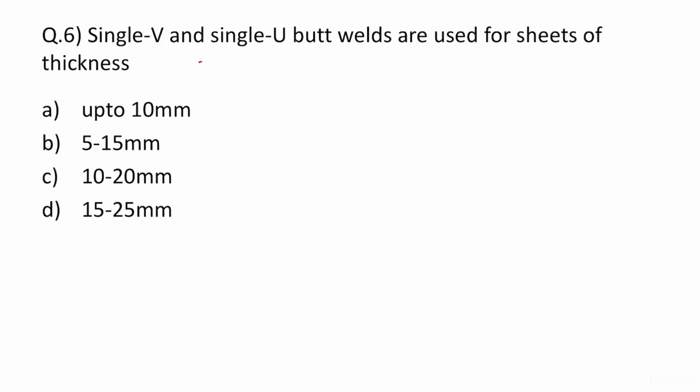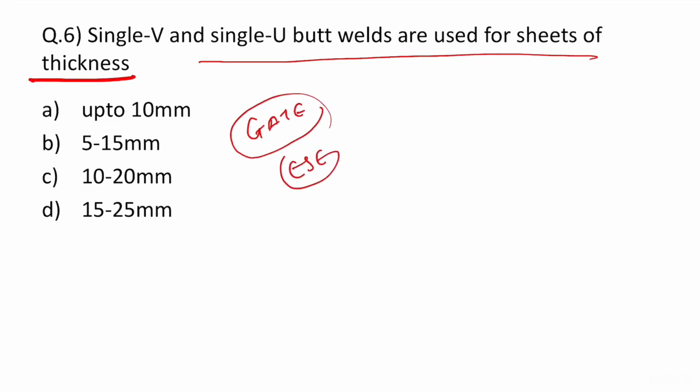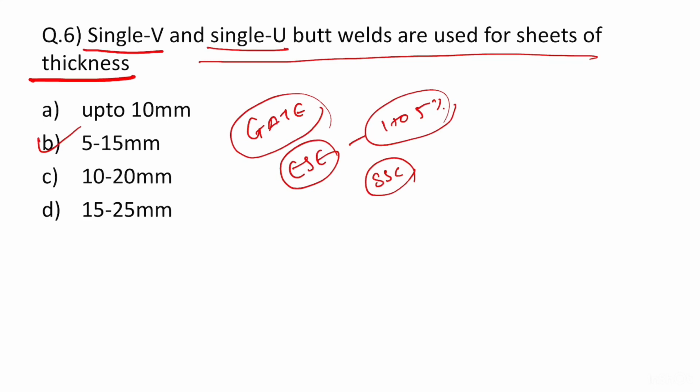Single V and single U butt weld are used for sheets of thickness. If you don't know the answer of this question, don't worry, this type of question will not be asked in GATE, but in ESE it may be asked, with a chance of 1 to 5%, because this is a very absurd question. This type of question is asked in SSC. So the correct answer for the sixth is B, 5 to 15 mm. Here it is single V and single U. If you say double V and double U, the answer will be more than 15.